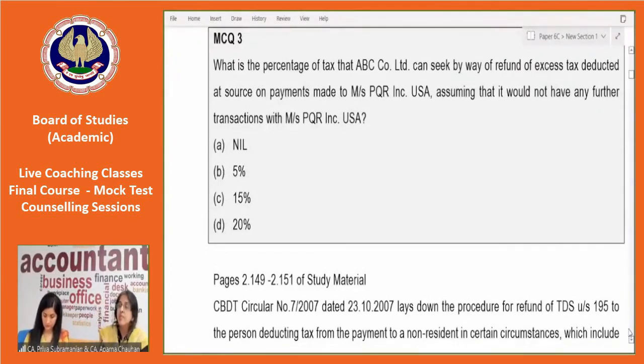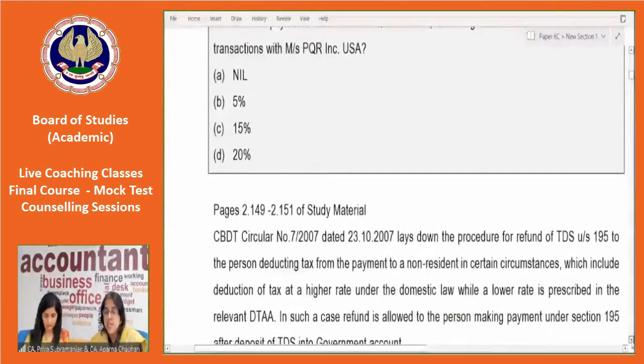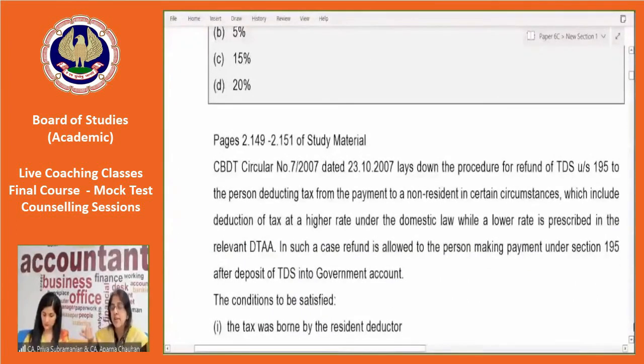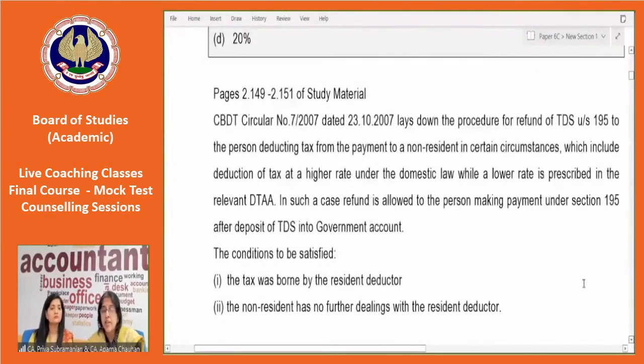It lists out the various circumstances, and it includes a case where tax is deducted at a higher rate as per the Act, whereas the DTA provides for a lower rate of tax. In such cases, the resident deductor can claim a refund provided the resident deductor has borne the tax and does not have any further transactions with the non-resident. That is also another condition. It has to be satisfied that the resident deductor should have borne the tax, and there are no further dealings with the non-resident.